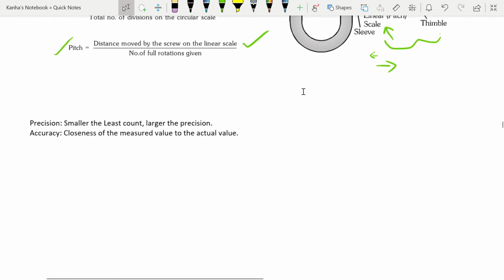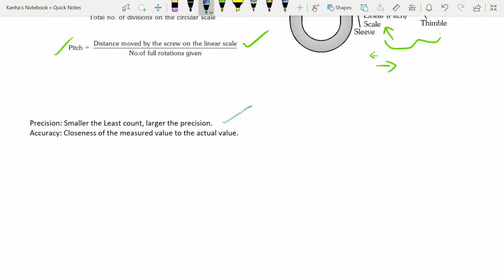Two concepts that you should memorize are, one is precision. What is precision? Precision is smaller when the least count is high. So if the least count of your instrument goes on decreasing, your precision goes on increasing. And what is accuracy? Accuracy is the closeness of the measured value to the actual value.